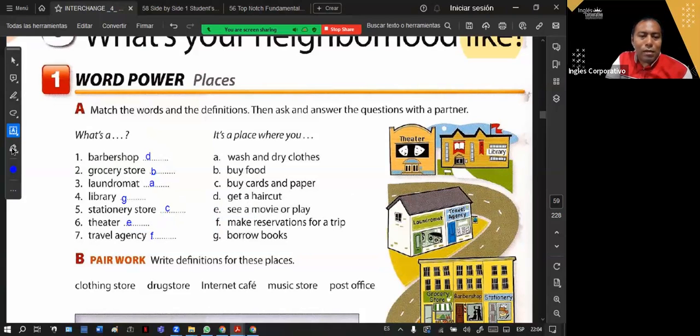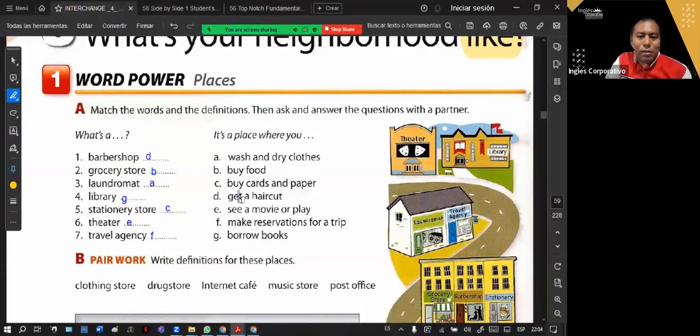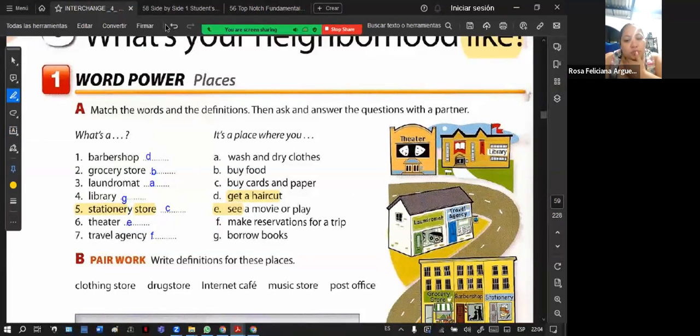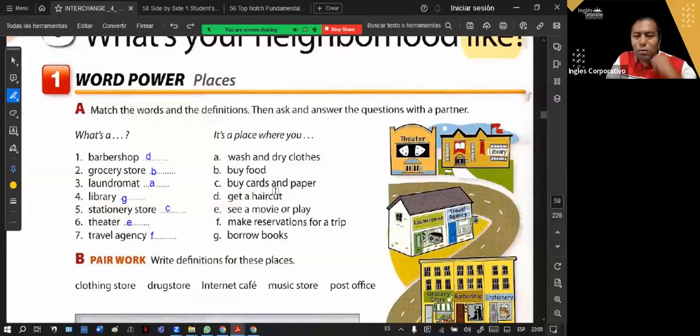Tenemos la T. Entre E y A, podemos ponerlo como R. Get a haircut, right? Haircut. Get a haircut. Y la U es como una A, ¿verdad? Cut. Get a haircut.